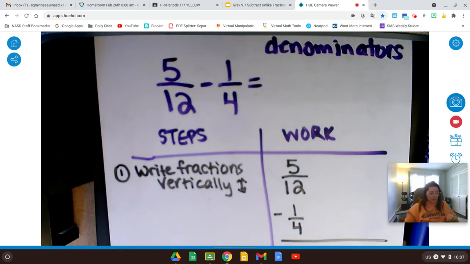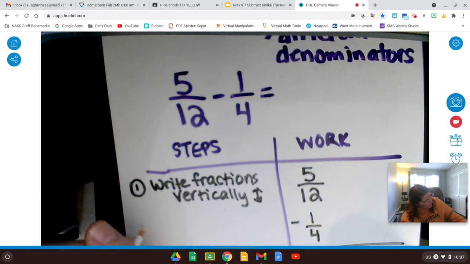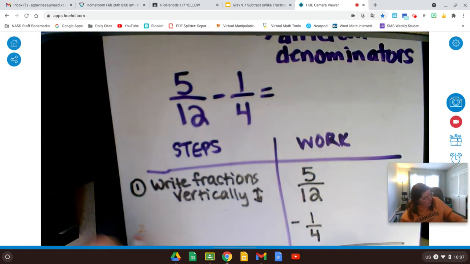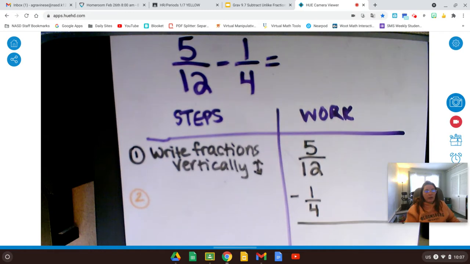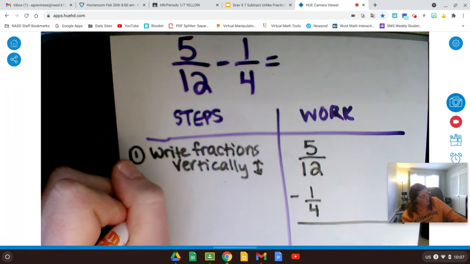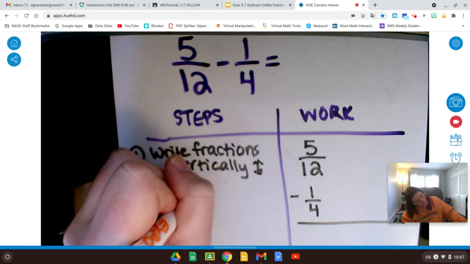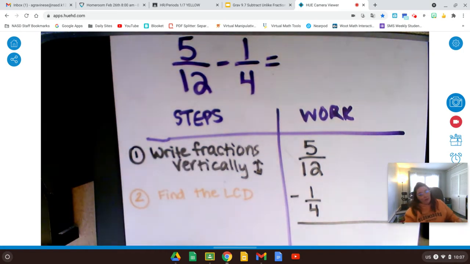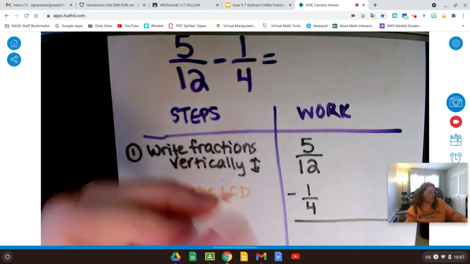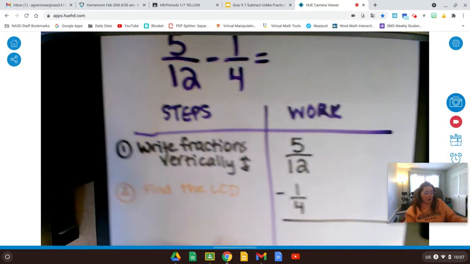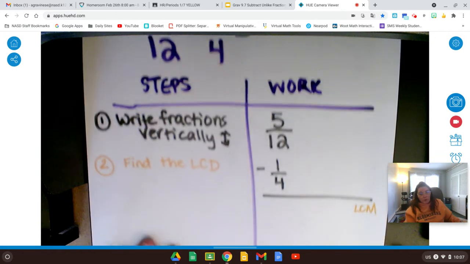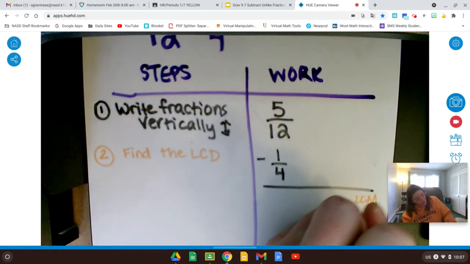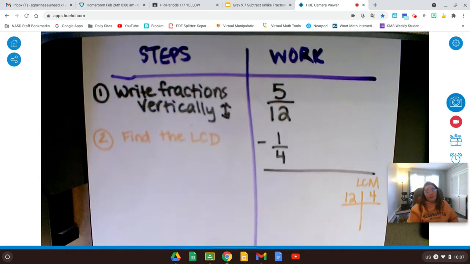All right, our next step in this process, oh, that's a really new orange one. Our next step is to find a common denominator, okay? So we need to find the least common denominator, and we can find the least common denominator by getting the least common multiple of the two denominators. 12 is a denominator, and 4. To find the least common multiple of my denominators, I'm going to count by 12s and count by 4s until I get a multiple in common.